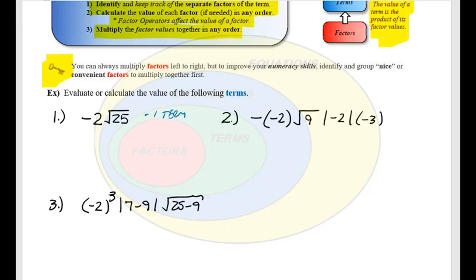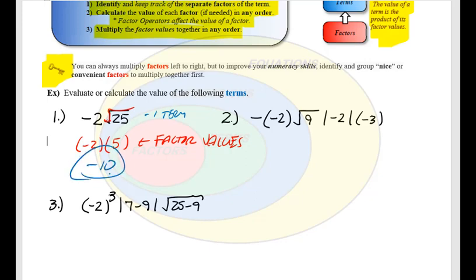And I know it has two factors. It's got a factor of negative 2, and then this factor of the square root of 25. Well, what I want before I calculate or any multiplication, I want the value of that factor. So I'm going to change the square root of 25 to a factor of 5. Now I have my factor values. And now, once I have my factor values, you can go ahead and multiply to get the value of that term.